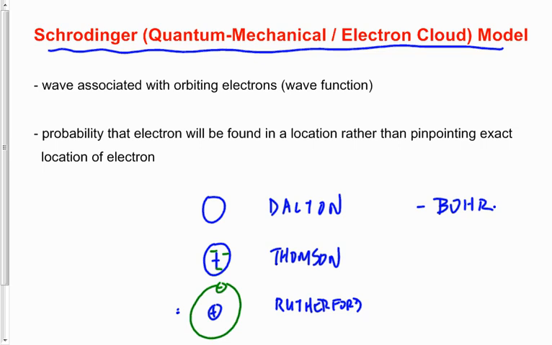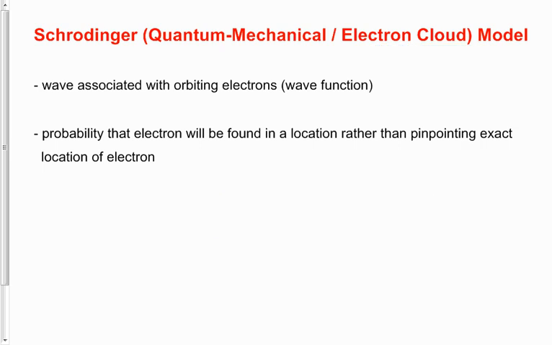When we go to the Schrödinger or the electron cloud model of the atom, it says basically that not only do we not know exactly where the electrons are, but we can't know exactly where the electrons are. There's no way to possibly know exactly where the electrons are because the electron is a wave, and there's a wave function that's associated with these orbiting electrons. It doesn't have an exact position. But when we look for it, of course, the wave function collapses.